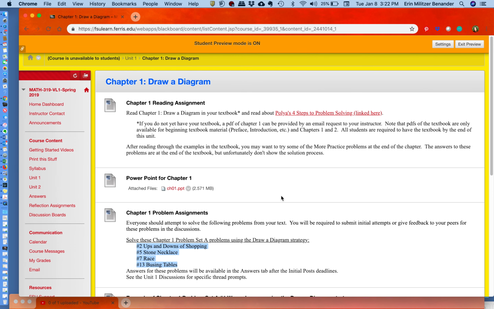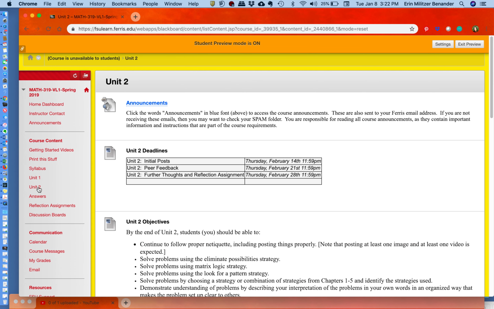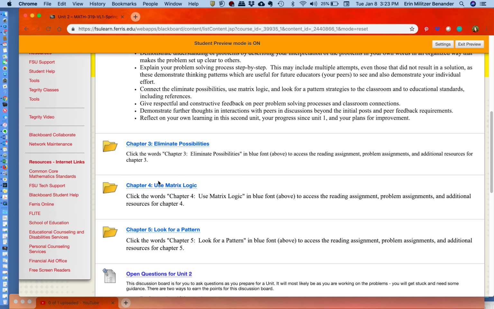So that's basically how you do what you do for this class. Yes, you have to do a discussion board. Yes, you have to do a reflection, but this is what you have to actually do to get started in the course, which is to start with looking at a unit. Let's say I go to unit 2. Again, same setup, basically. A couple of different things here and there depending on the unit.